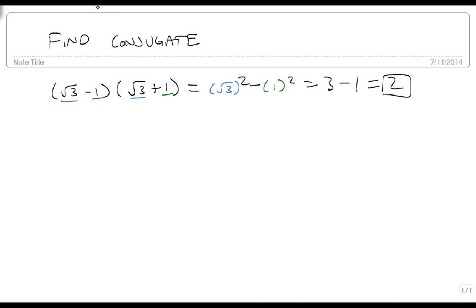In fact, these are called conjugates of each other. If the only difference between them is the sign in the middle of the second term, then they're conjugates, and when I multiply them, I'll always get a difference of squares, and conjugates will always clear the radical away.